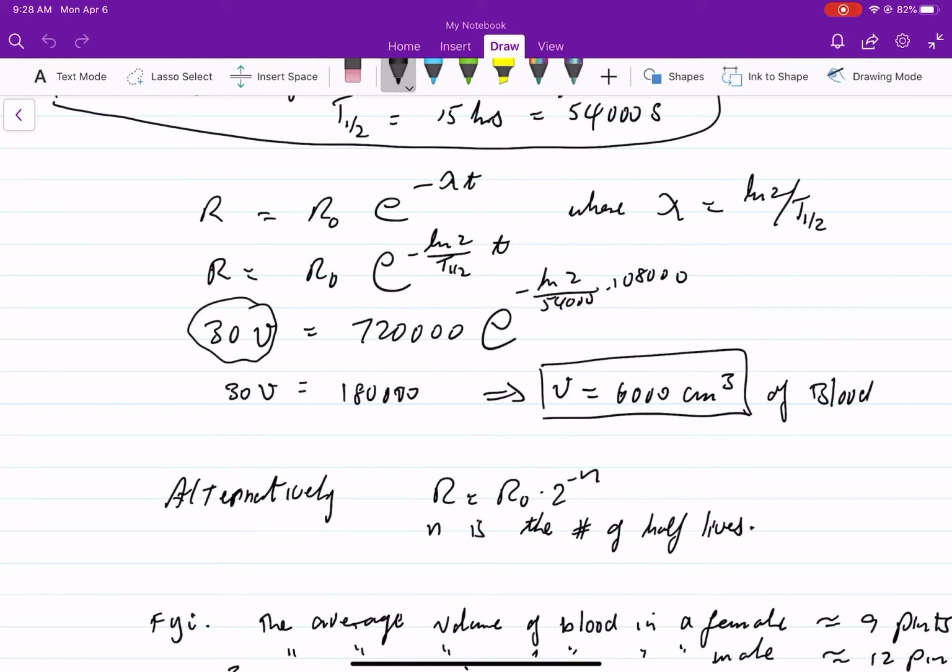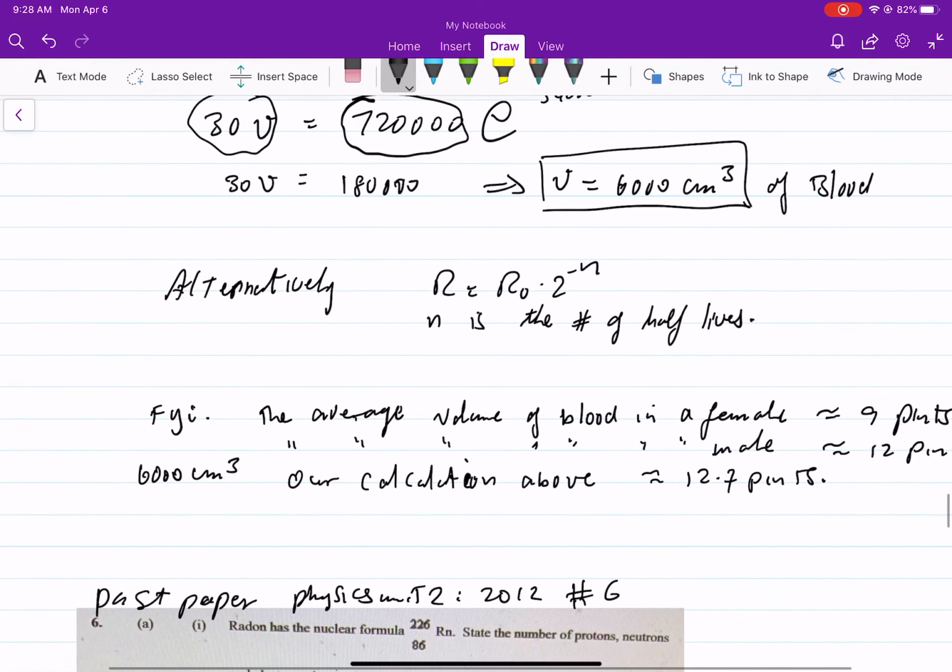That's where I want to be. Yes, right there. For the lambda, I'm plugging in minus ln 2 upon t half, which is minus ln 2 upon 54,000. And for time, it is 108,000. If you look at that, the only unknown in there is V, from which I can calculate V to be 6,000 centimeters cubed of blood. That's an interesting result.